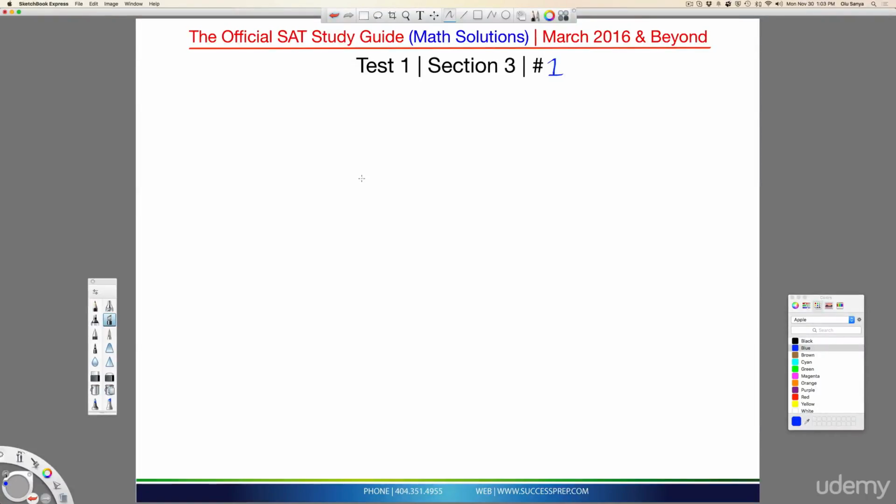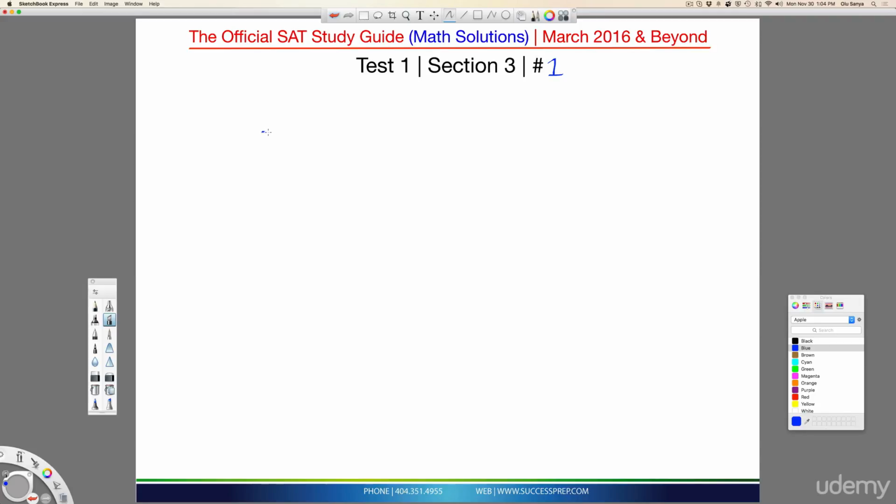All right, I'm so excited to be doing this project, providing solutions to the new SAT coming out in March 2016, providing solutions to the math section of the new textbook. So let's jump into this first question here in your textbook. We're doing the test 1, section 3, the non-calculator section.